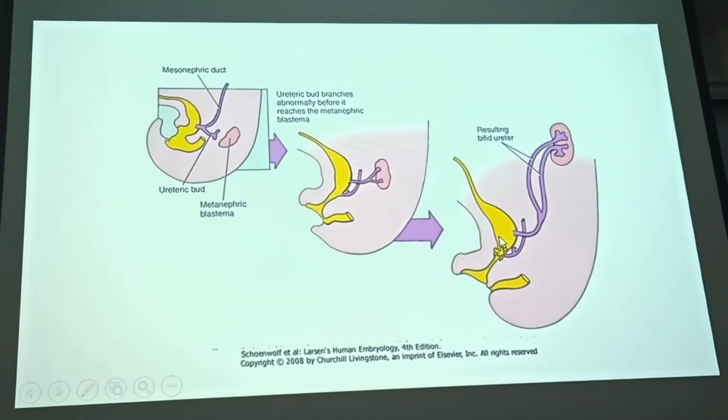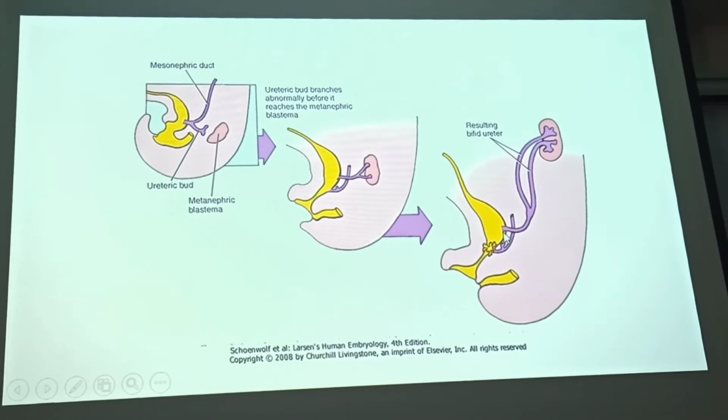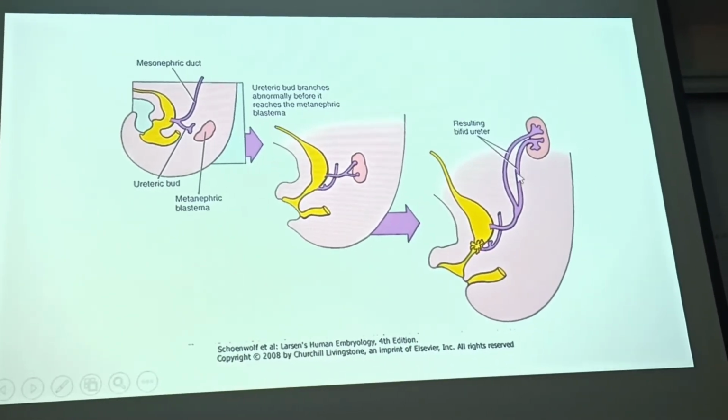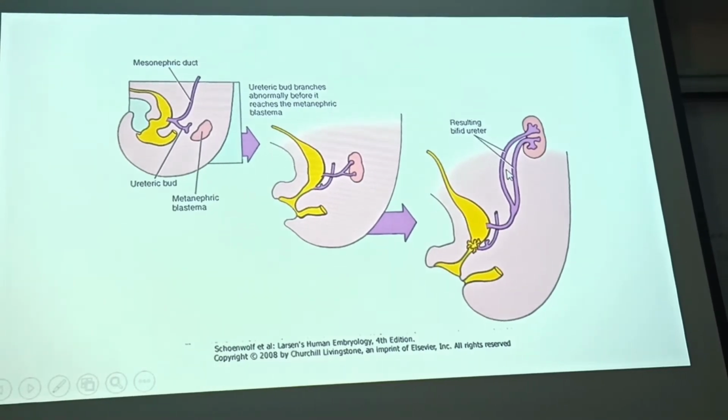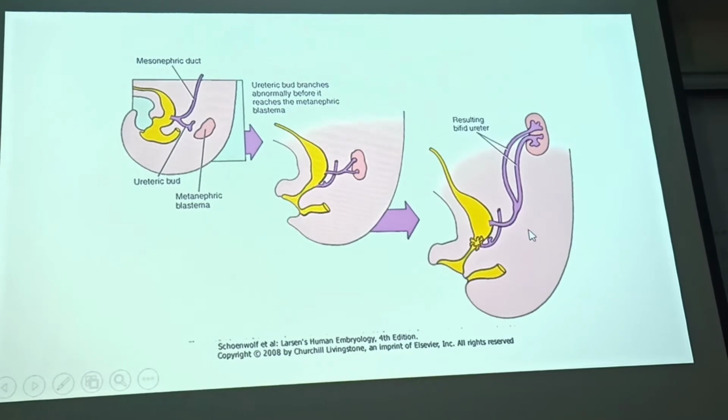Again, in this picture, which abnormality shows us duplication of ureter? Complete or incomplete? Partial or incomplete, okay?